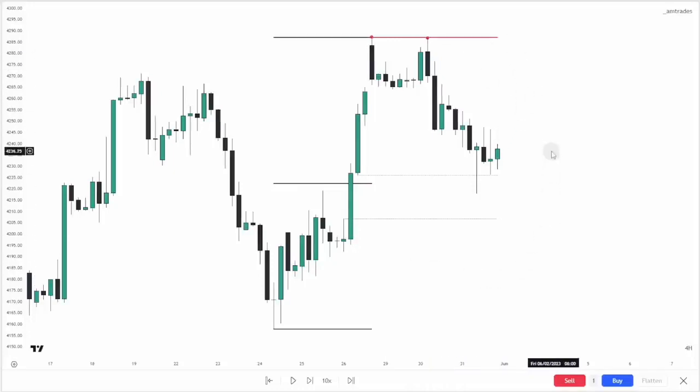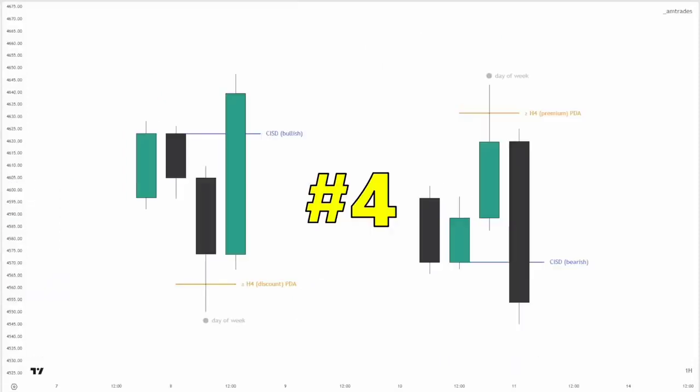This simple framework here is good enough to anticipate a move to the upside on our weekly objective, considering it is in line with one of our 3 weekly profiles, which would be a midweek reversal. The fourth and final element of this weekly protocol is to observe a change in state of delivery to confirm the weekly reversal. On the left, we have a graph showing a bullish change in state of delivery.